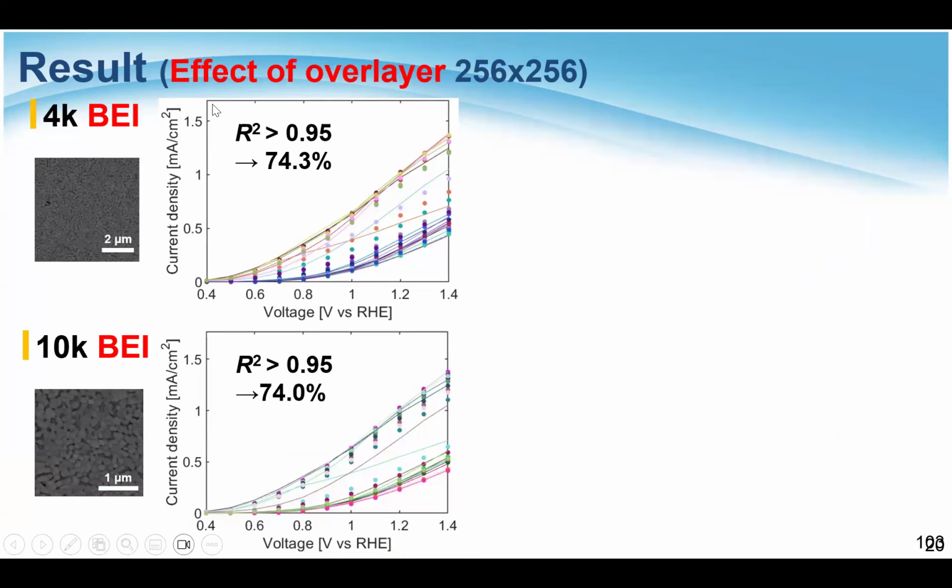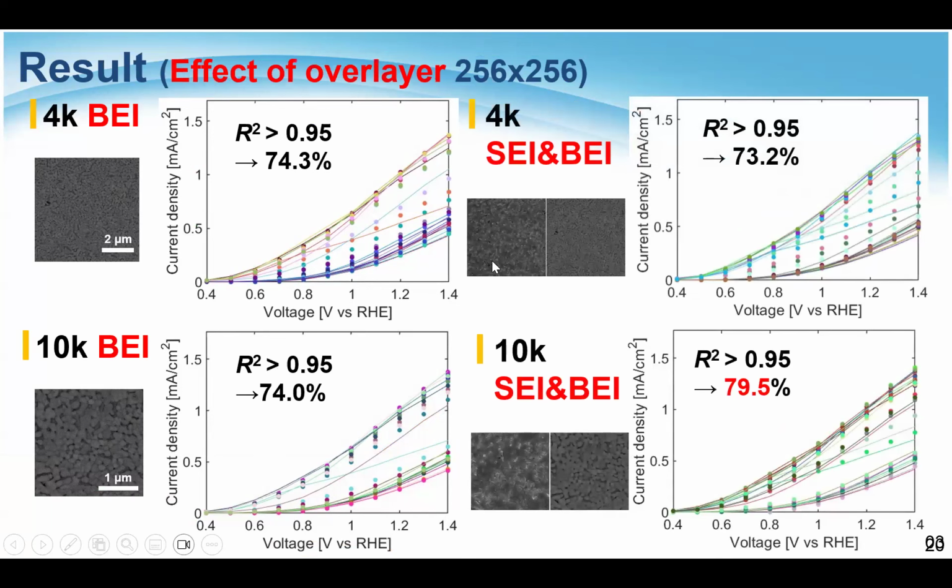And with the overlay of the images, 4K and 10K are about 74%. This one is almost the same, but in the case of 10K, it's now almost 80%.